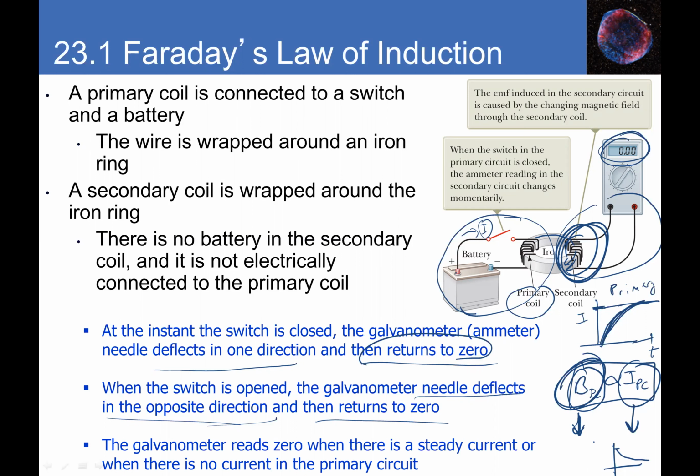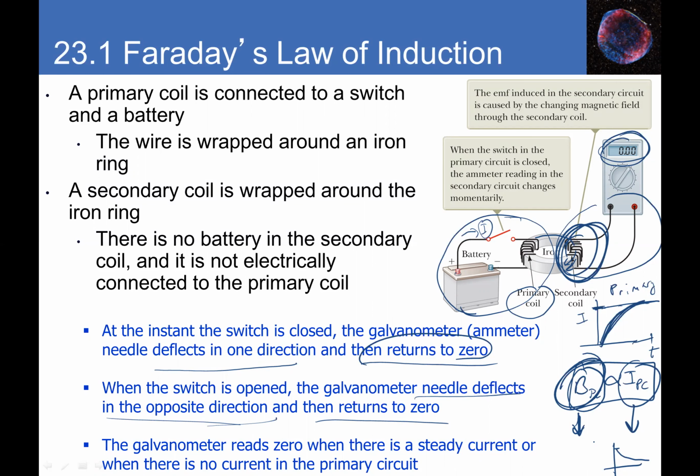That means the galvanometer reads 0 when there is a steady current, or when there is no current in the primary circuit. It only shows induced current when there is changing current, either increasing to its maximum or decreasing from its maximum to 0, which generates a changing magnetic field through the secondary coil.